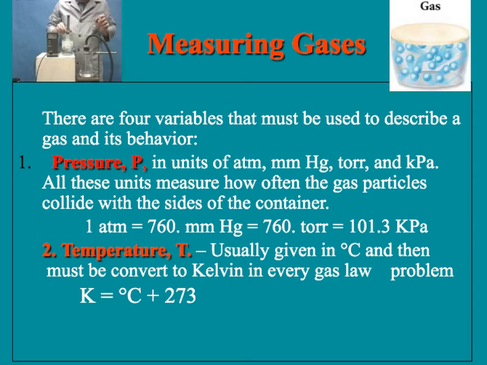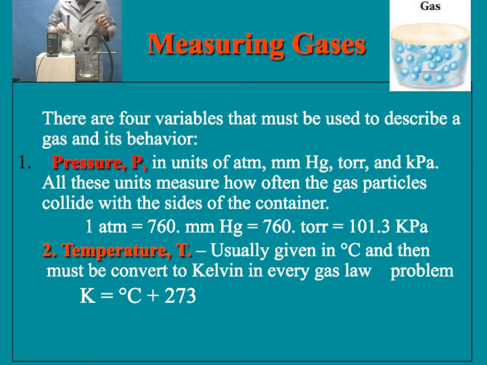It's in units of atm, millimeters mercury, torr, and kilopascals, kPa. These units all measure how often and how hard a gas particle collides with the sides of the container. Here's how all of them are related. 1 atm, which is the standard that the scientists set up, is equal to 760 millimeters mercury, which is equal to 760 torr, which is equal to 101.3 kPa.